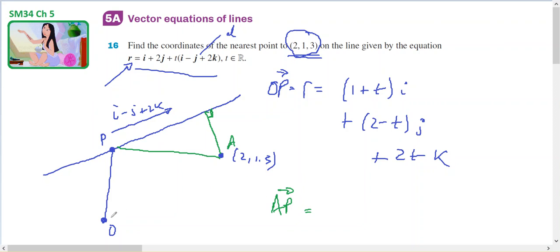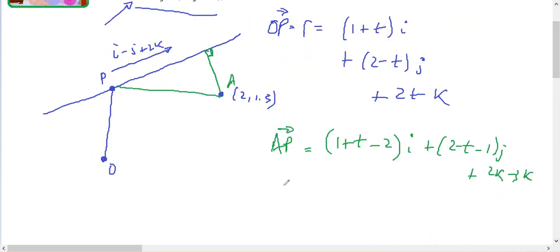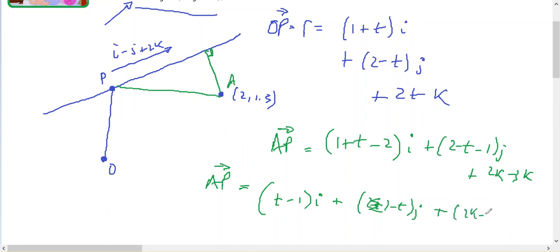that's going to be A to O, then O to P, which will be (1 plus t minus 2) in the i, plus (2 minus t minus 1) in the j, plus (2t minus 3) in the k, which is (t minus 1) in the i, plus (1 minus t) in the j, plus (2t minus 3) in the k. So that's the vector which is A to P.